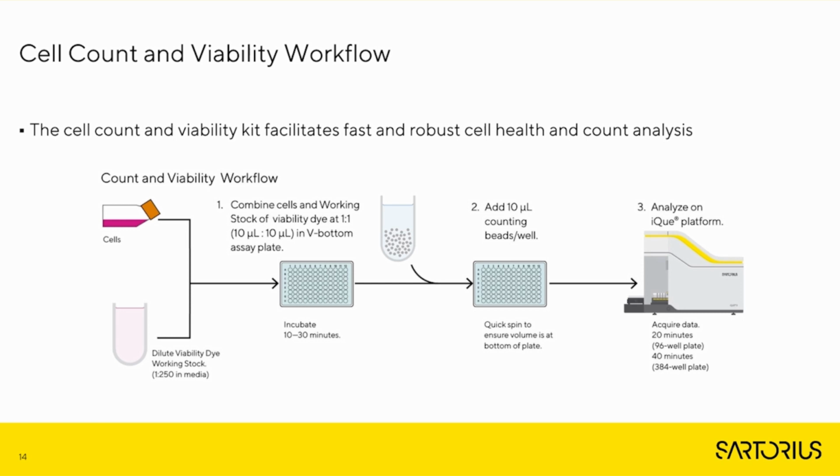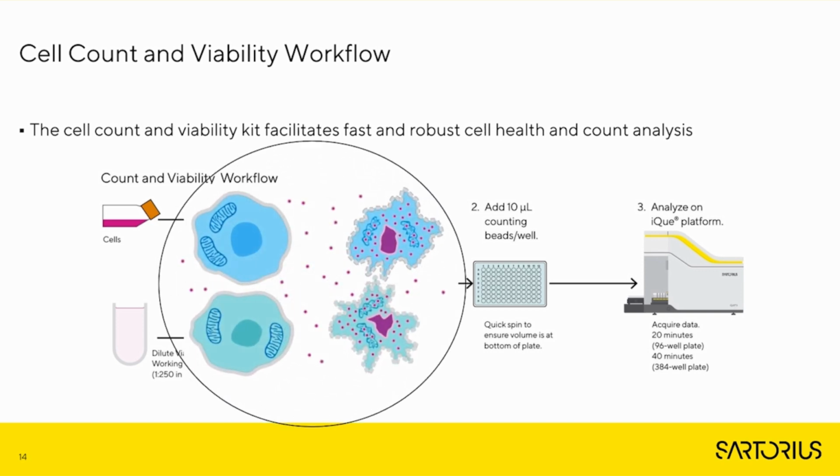And then what you would do is combine your cells and the working stock of viability dye at 1:1, so 10 microliters and 10 microliters in V-bottom assay plates and incubate for 10 to 30 minutes. What that would look like inside the well would be your cells here. You'd have your cells with intact membranes, which would be your live cells, and then you'd have some cells with permeabilized membranes. The live cells would remain unstained because the membrane integrity dye could not enter into the cells, whereas the dead cells would have the dye enter through their membrane and become stained. And so you'd be able to discern those using the iQue.